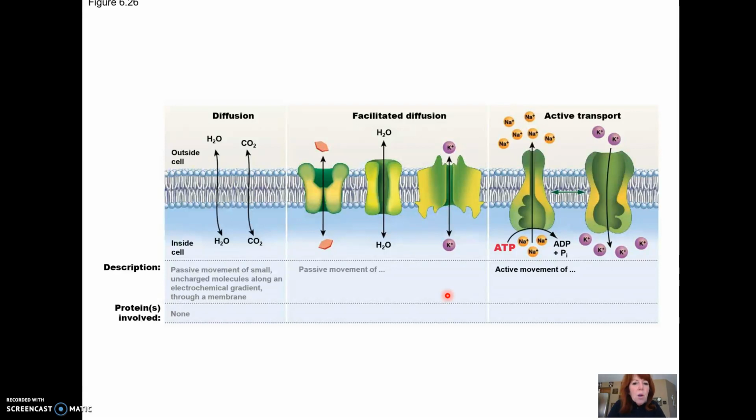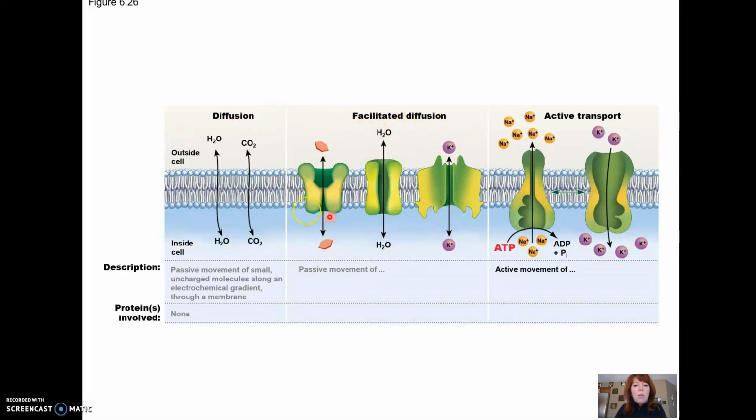Now, the last thing I want to talk about is when energy is required for these things to move. So we just talked about passive transport, passive movement down here, and that diffusion is passive. No energy needs to be put into it. It's based on a concentration gradient or an electrochemical gradient, and that means that these molecules want to move from a high to a low concentration, and they will do that without any help.